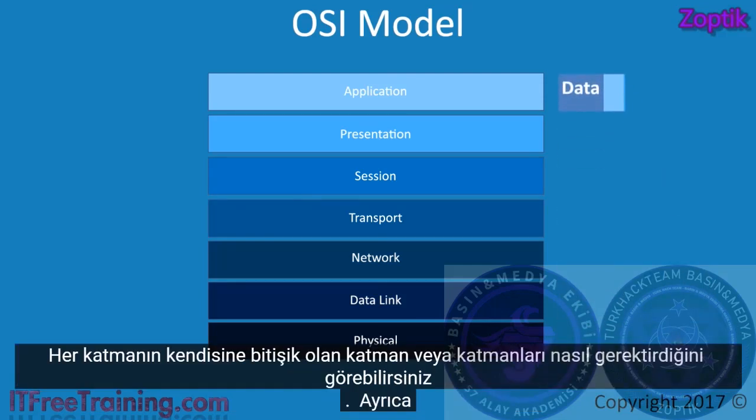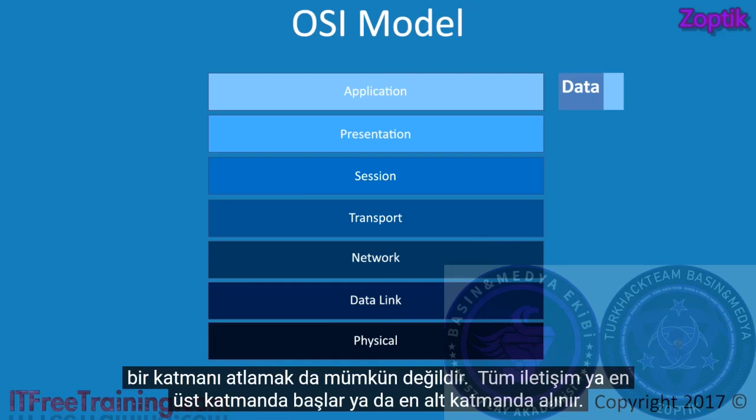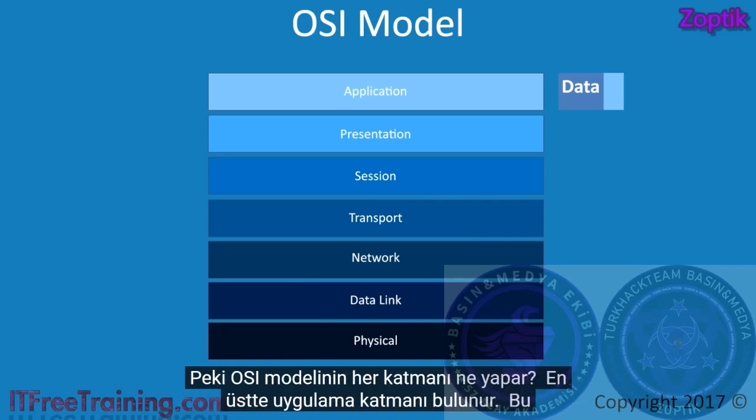You can see how each layer requires the layer or layers adjacent to it. Also, it's not possible to skip a layer. All communication either starts at the top layer or is received at the bottom layer. So, what does each layer of the OSI model do?